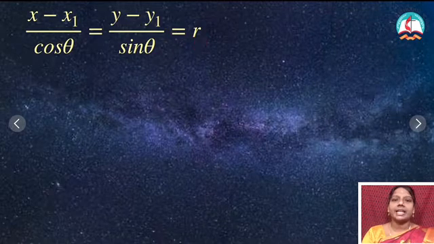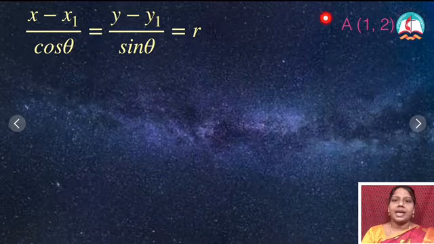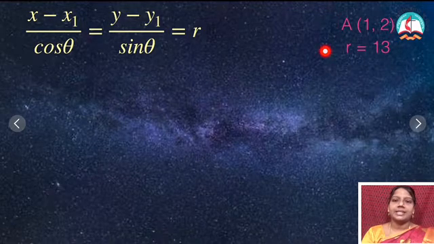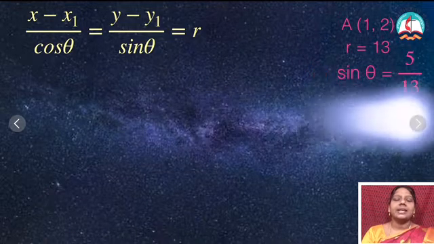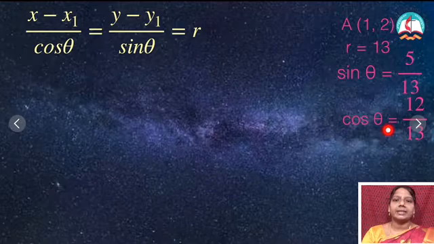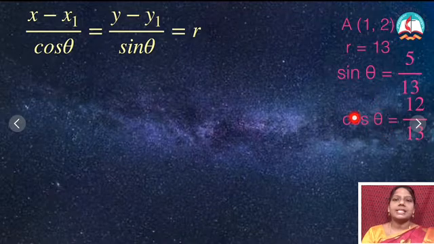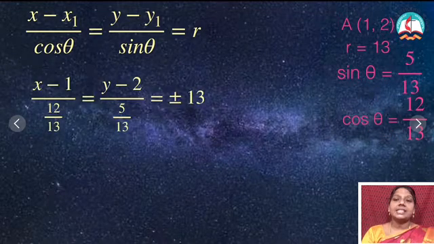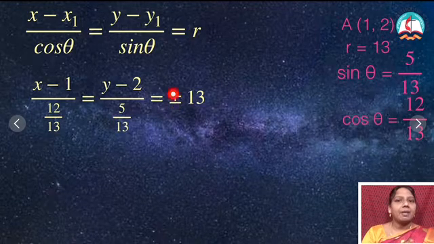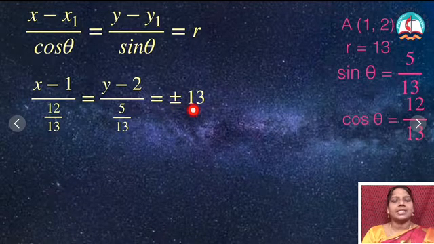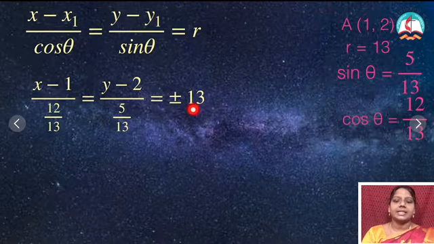What are all the given things? The point is given to us, A of (1, 2). R is given to us, that is equal to 13. That is the distance. And sin theta, just now we got it, 5 by 13. And cos theta is nothing but 12 by 13. Substitute all these things in the given formula. Since here R takes left as well as right, I have plus 13 and minus 13. So I am taking plus or minus 13 here.